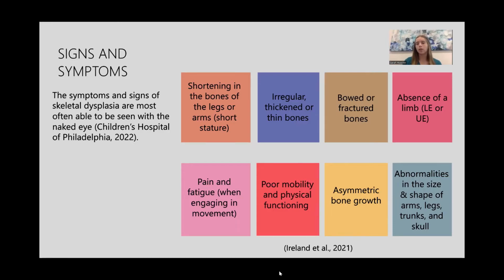A lot of times this occurs in the spine and can cause some spinal compression for these individuals. We also have bowed or fractured bones, and absence of a limb, lower or upper extremity, sometimes occurs, not as often, but it does occur sometimes in individuals with skeletal dysplasia. They often endure a lot of pain and fatigue, especially when engaging in movements. Because of this, they do in fact have poor mobility and physical functioning in a lot of things, and this does inhibit a lot of their daily activities, unfortunately. You'll also see asymmetric bone growth, and as we said before, abnormalities in the size and shape of the arms, legs, and feet.